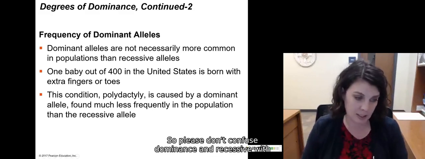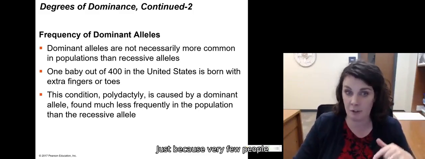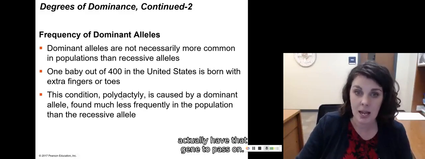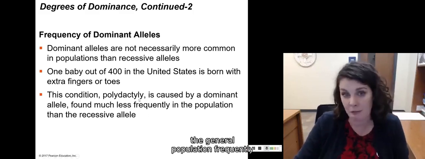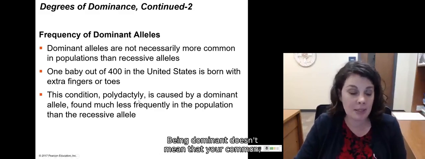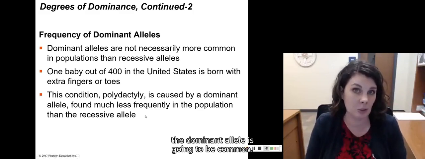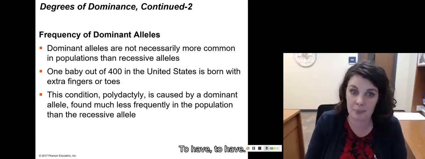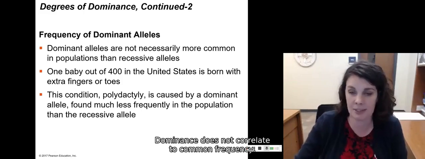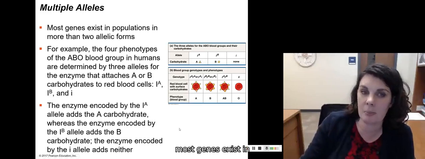So please don't confuse dominance and recessiveness with how common an allele is in the whole generation, okay? Just because very few people actually have that gene to pass on. That doesn't occur in the general population frequently enough to make it common. So being dominant doesn't mean that you're common, even though if you cross 2 heterozygotes, the dominant allele is going to be common, okay? So in the real world, we are not always crossing heterozygotes, so dominance does not correlate to common frequency.